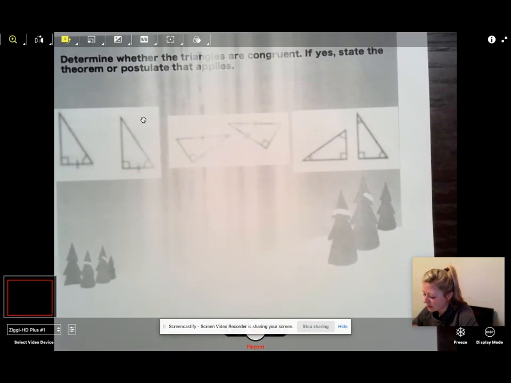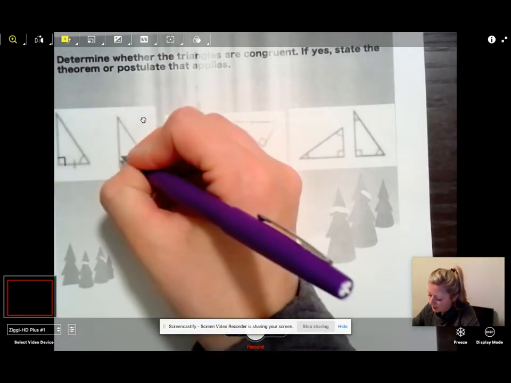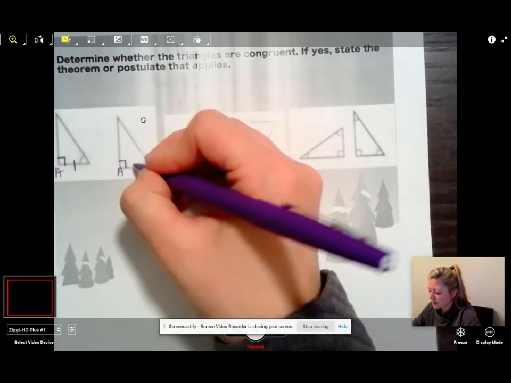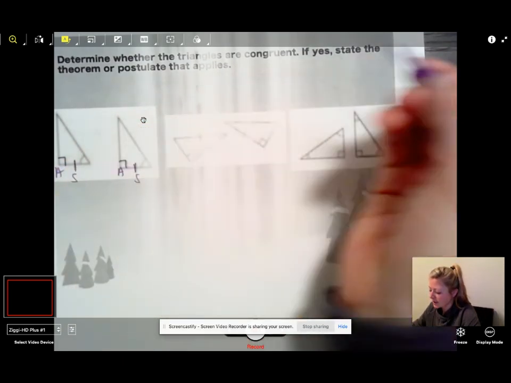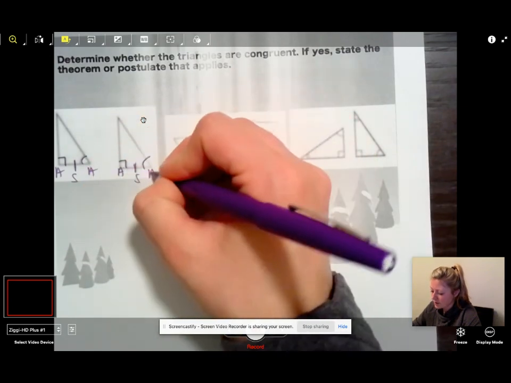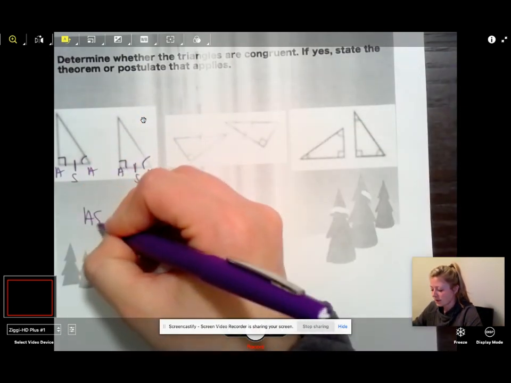Okay, this next one here, we have a right angle and a right angle. So angle, angle, tick mark, side, side, another arc mark, angle. So this would be angle, side, angle.